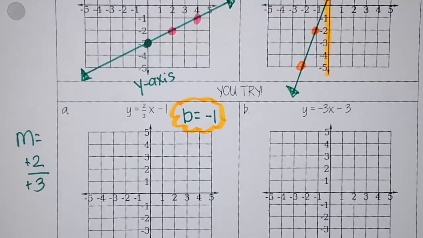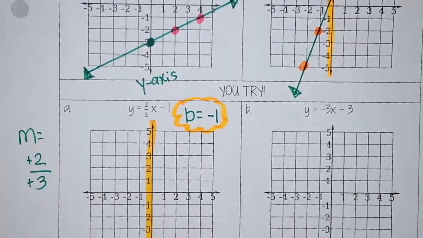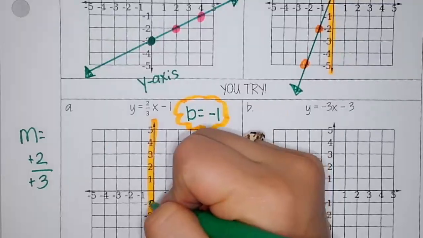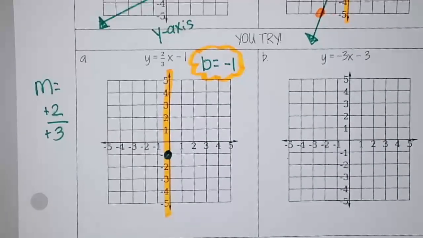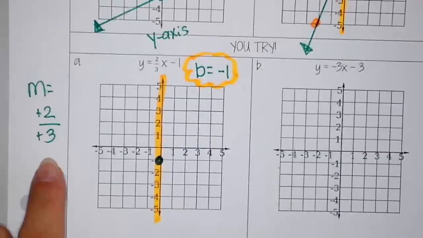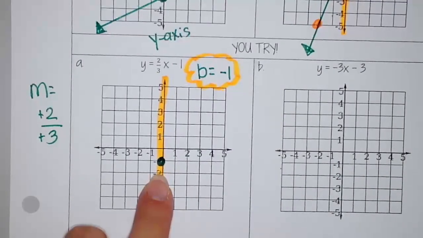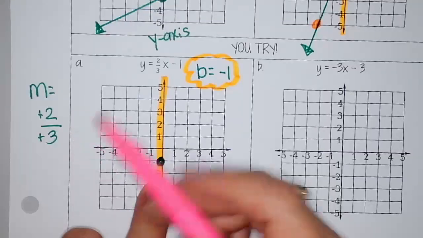So our y-intercept is -1. So we're going to look at the y-axis, and on the y-axis, we're going to put a big dot on -1. Once you have a dot on -1, you're going to use your slope to graph at least 2 more points. Since our slope is positive, starting from our starting point, we need to go up and right. Up 2, running 3, since it's 2 over 3.